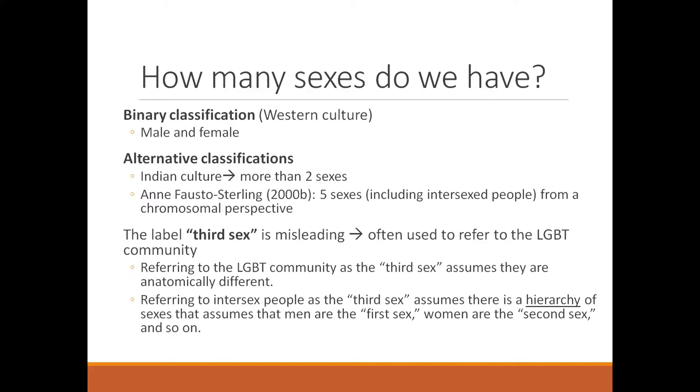And from a chromosomal perspective, Anne Fausto-Sterling found that we actually have five sexes, including that of intersex people, or people who are born with ambiguous genitalia, because there's no one-size-fits-all model to being intersex. Even in the intersex community, there's also diversity. And one of the things to also clarify with respect to how the LGBTQ+ community is portrayed is, at least here in the Philippines, I can speak on behalf of Philippine society.